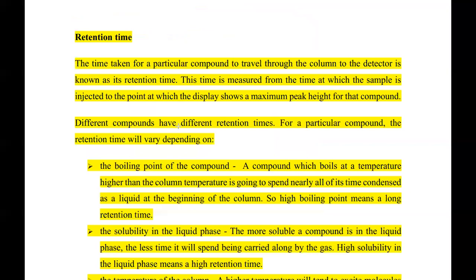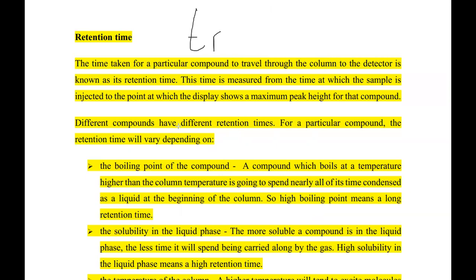So we're saying that the time taken for the particular component to travel through the column to be detected is known as the retention time. This is retention time and not retention factor. The one I was explaining earlier is the retention factor. Now, to do with a column, it's called retention time. And the symbol that we use is, I think, tR. Is it RT? We'll see which one is which.